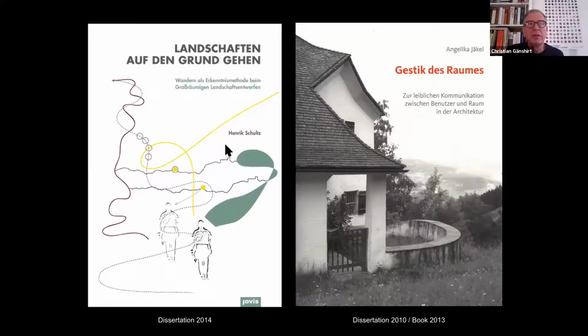Henrik Schulz did a PhD dissertation on walking as a research method for landscape architects. Very beautiful research. And Angelika Jäckel did research on the gesture of spaces, discussing gesture in relation to architectural space and how it helps us to analyze and understand space.